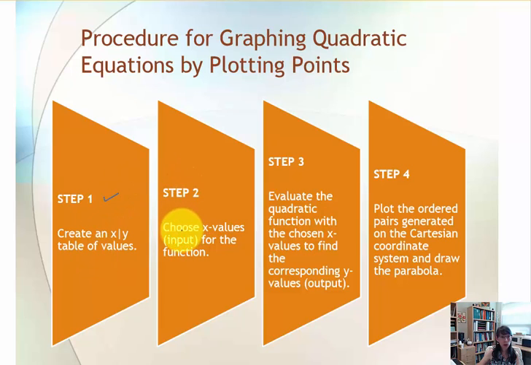In step 2, we'll choose X values for input for our function. In step 3, we'll evaluate the quadratic function with those chosen X values to find the corresponding Y values. In step 4, we'll plot the ordered pairs generated on the Cartesian coordinate system and then draw the parabola.